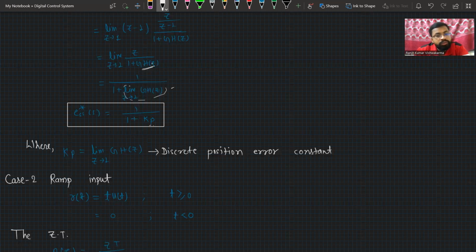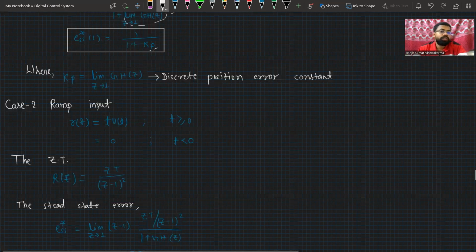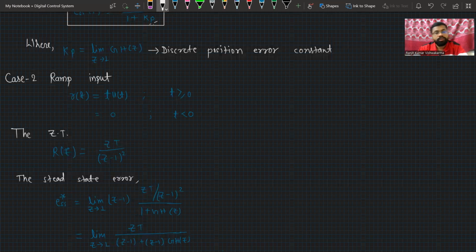ess star of s equals 1 by 1 plus Kp, where Kp is this formula. Just write this equation, and this is the discrete position error constant. Why position? Because this is the discrete position error constant. Now the first one is complete, that is the steady state error for the step input. After that we will talk about the ramp input.